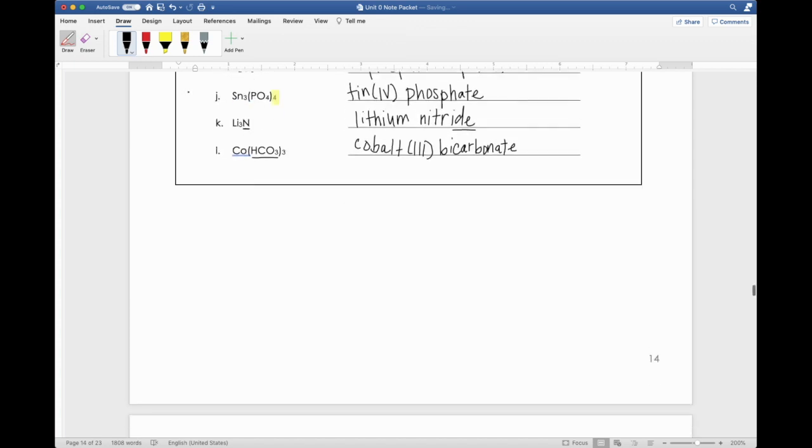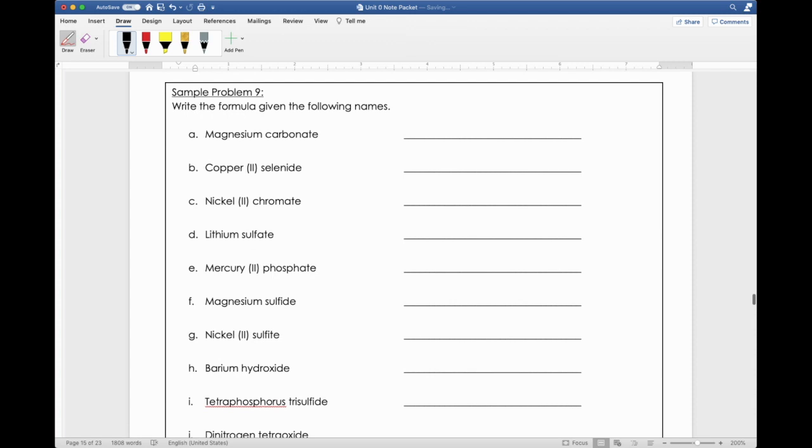Let's go ahead and write formulas. So looking at sample problem 9, write the formula given the following name. So you will have to reference your periodic table in addition to that list of common ions that's in that binder that I gave to you. So let's go ahead and write the formula for each of these. We have magnesium carbonate. So magnesium, of course, is Mg. And that has an overall charge of positive 2.